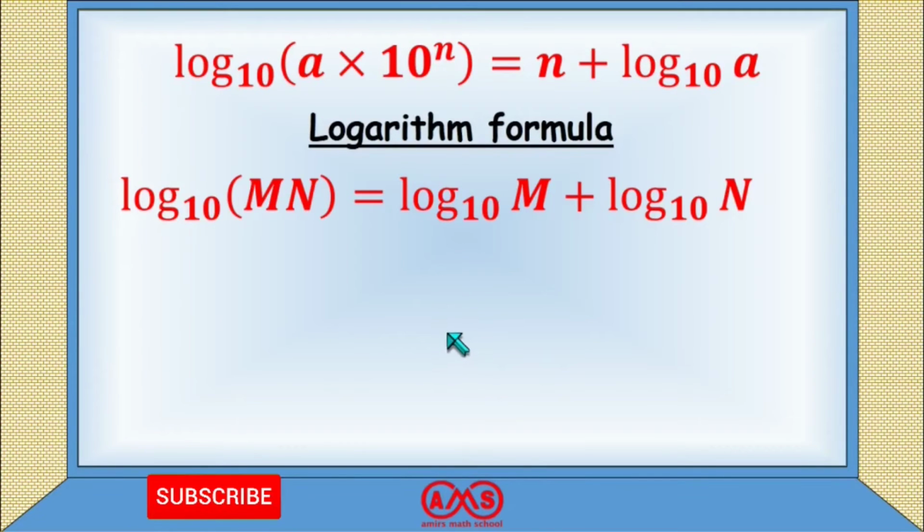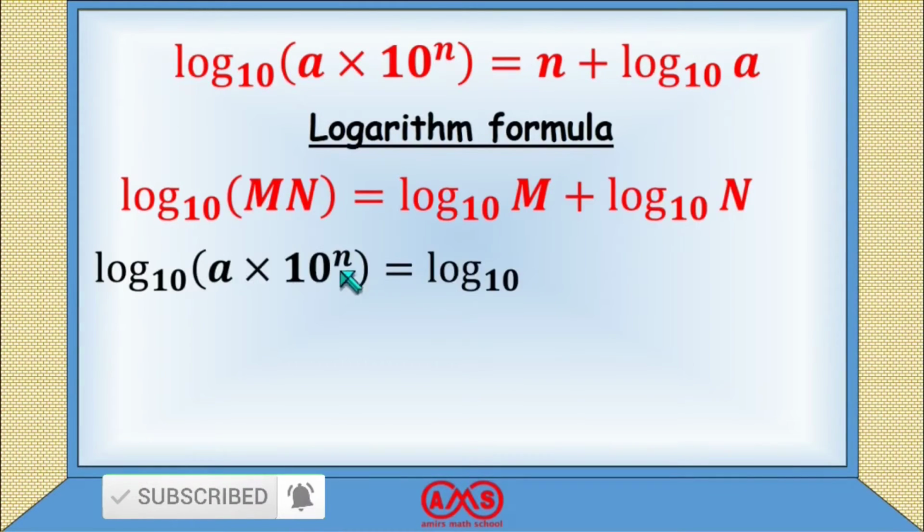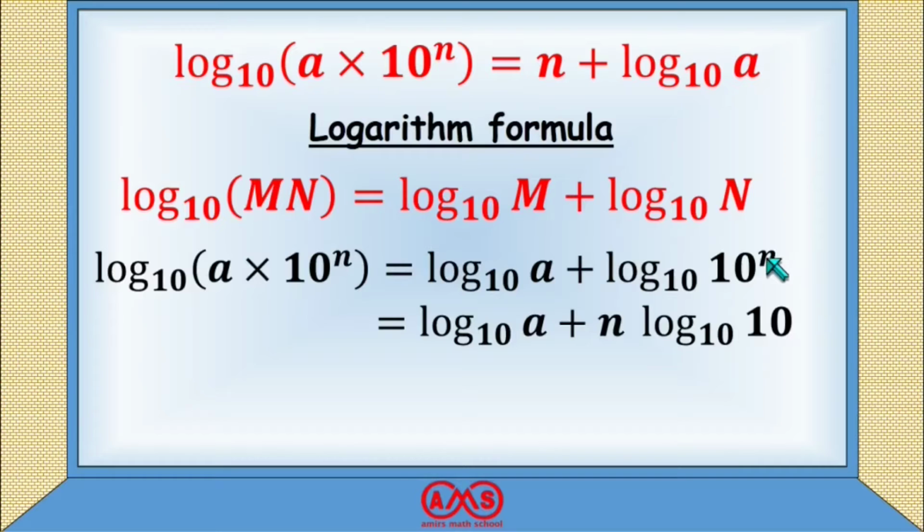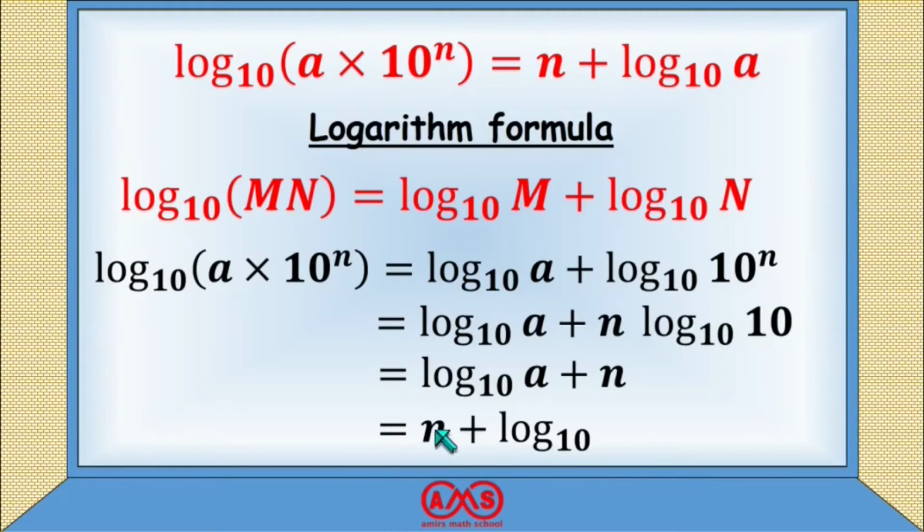Let's see how. Log base 10 of a into 10 to the power n, we can write as log base 10 of a plus log base 10 of 10 to the power n. The first value is log base 10 of a, plus this value, which we can write as a multiplication. This formula we saw earlier, that is n times log base 10 of 10. So we can write log base 10 of a plus the value of log base 10 of 10, which is equal to 1, so the value will be just n. We can write this as n plus log base 10 of a. The logarithm of this scientific form or standard form of a number is equal to n plus log base 10 of a.